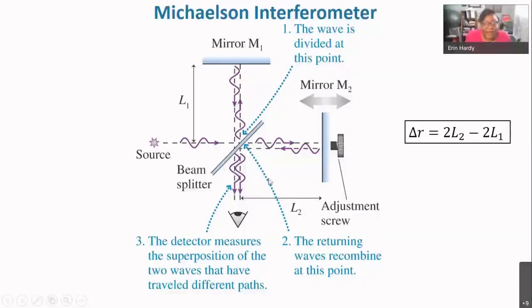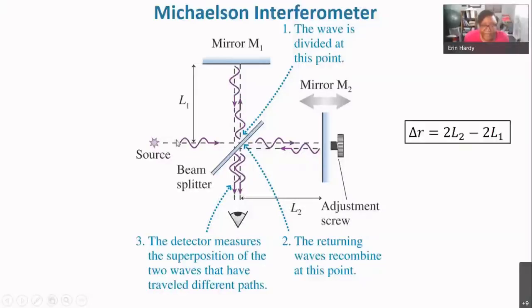So instead of our sound source that we're splitting up and causing it to travel two different paths, we have a light source that we're causing to travel two different paths. And there's like an eyepiece that you could put your eye to observe whether you have a whole lot of dark fringes or a very small number of dark fringes. That will change based on how you change this distance L2.